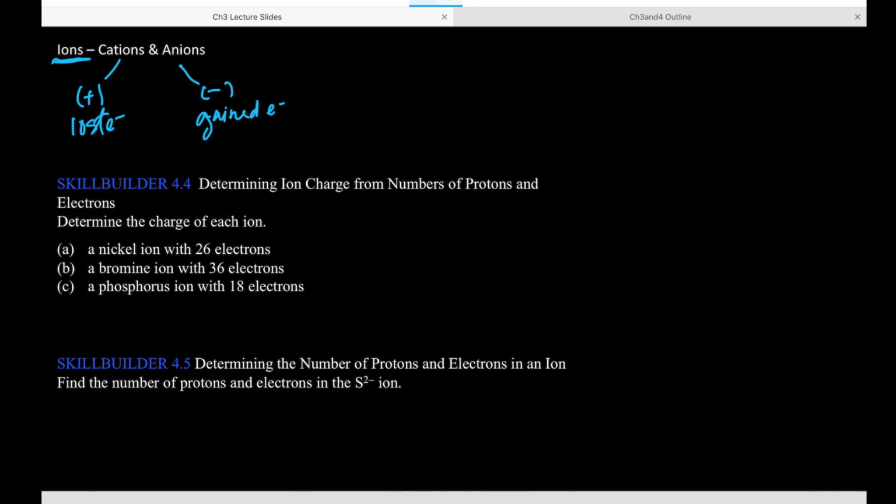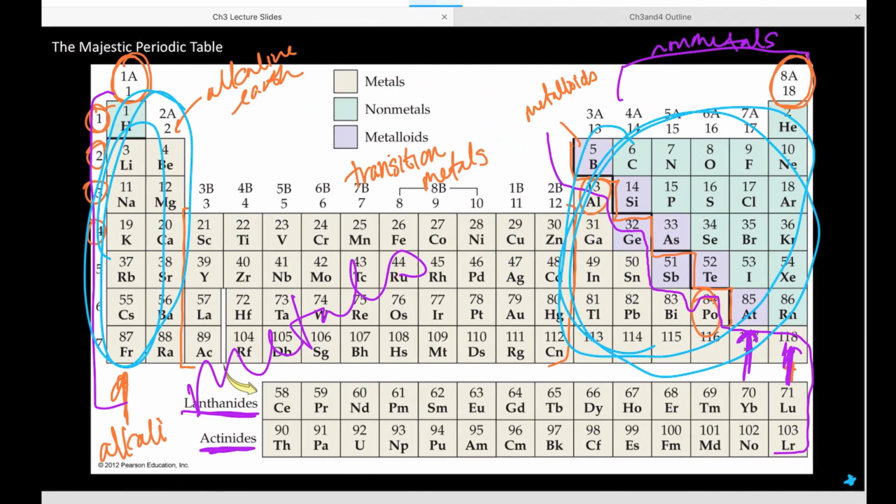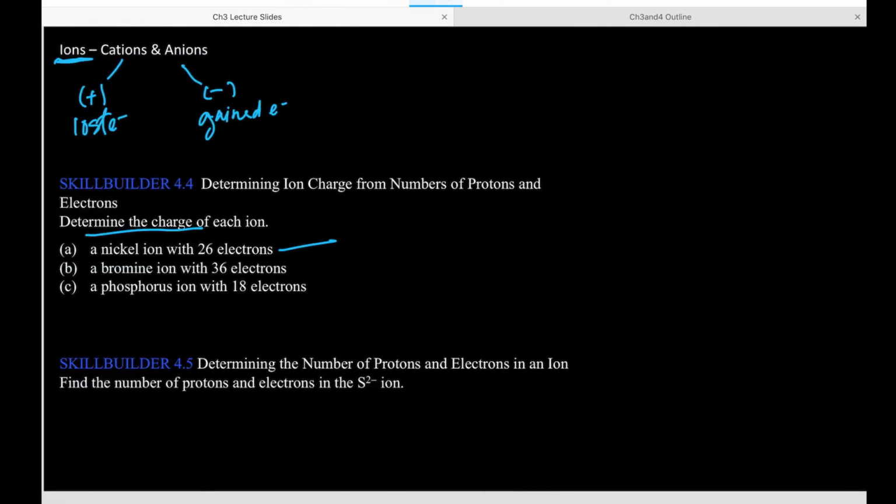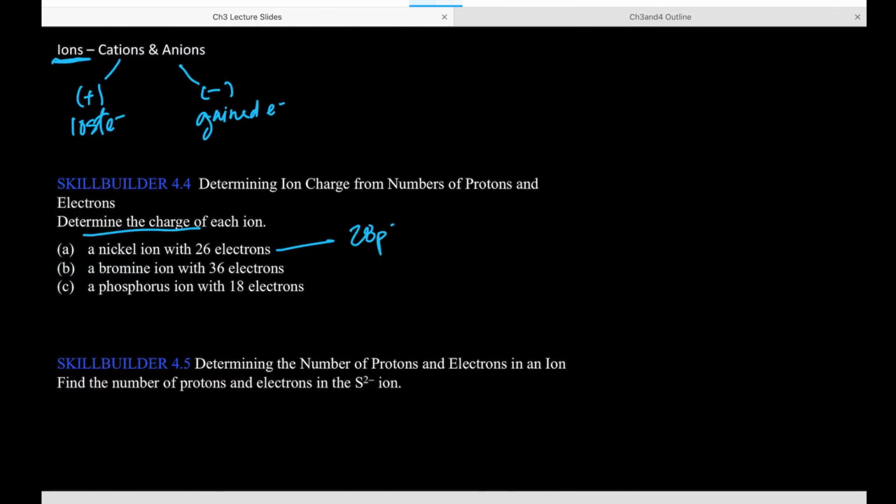So determining ion charges. It says determine the charge of each ion. If we have a nickel ion with 26 electrons, and we would like to know its charge, first of all, what do we need to know? Nickel comes with 28 protons. And we know that we have 26 electrons. Protons have a charge of +1. Electrons have a charge of -1, which means that 28 minus 26 equals +2. Does that make sense?